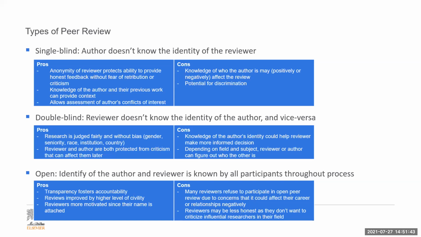And then lastly, it's worth also noting open review. This is an interesting one. It's certainly been growing in popularity, but we've seen some journals go to open review and then go back to single or double blind due to a variety of issues, although it does work very well for some journals. So in open review, the identity of the author and reviewer is known by all participants throughout the process. The idea here is that transparency fosters accountability.